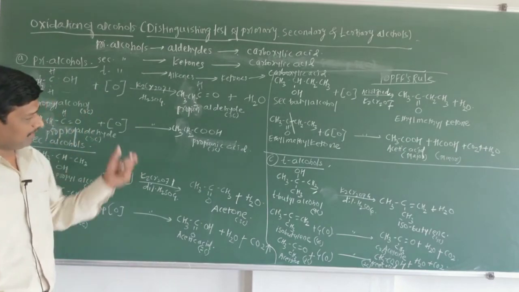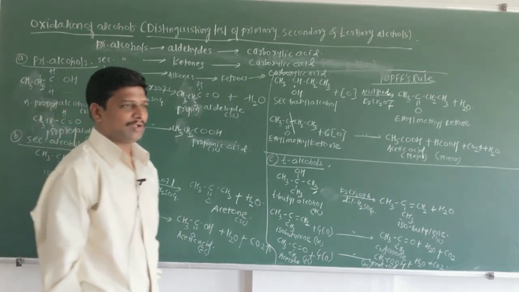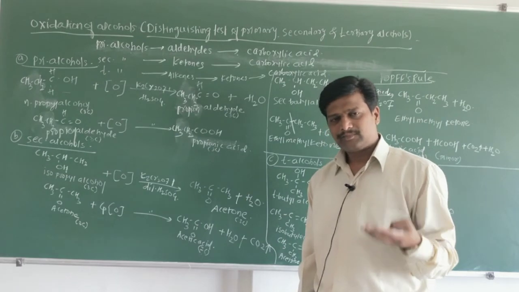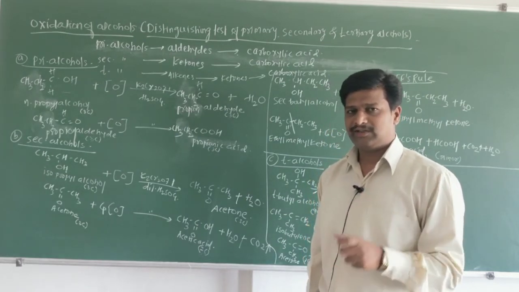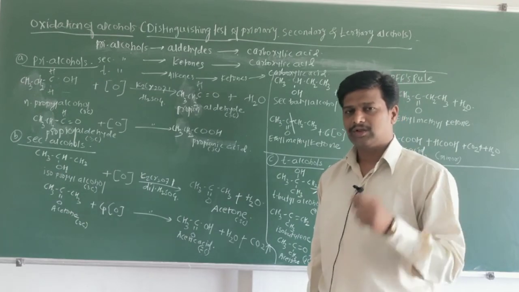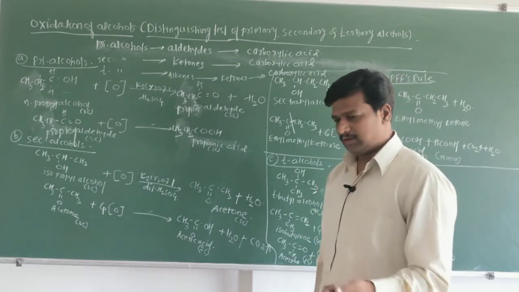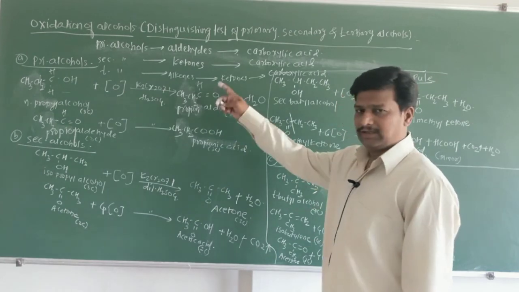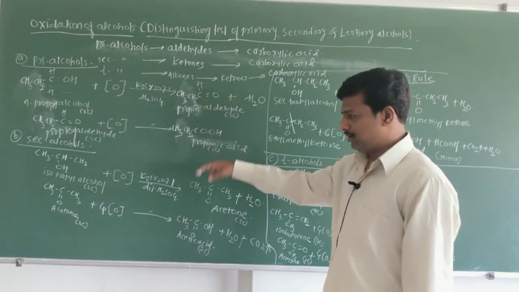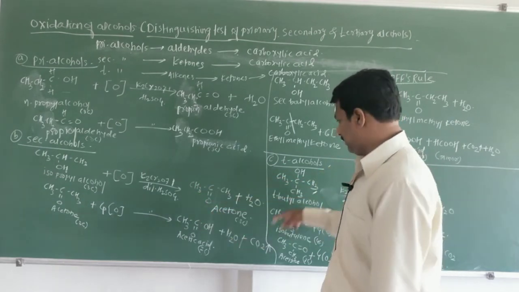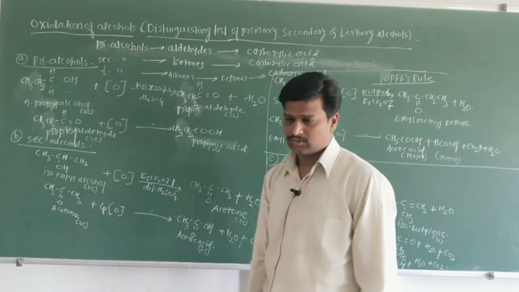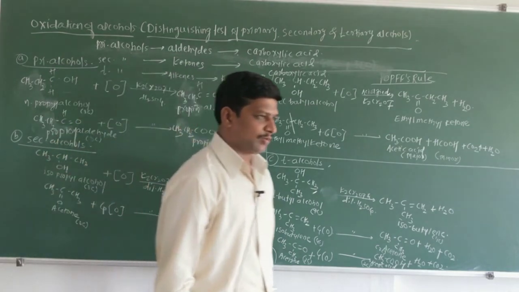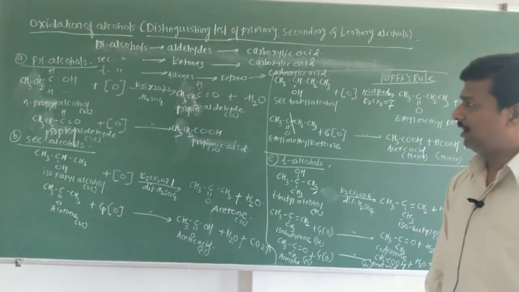Okay, so this is the distinguishing test, and on this test the question may be asked in exams, particularly in the old exams: give the distinguishing test between the primary, secondary and tertiary alcohols for 3 marks. Or another question is like this: what is the action of acidified potassium dichromate on ethyl alcohol? Number 1 ethyl alcohol, number 2 isopropyl alcohol, and number 3 tertiary butyl alcohol. Okay, so this is the question here, and in objective exams also, the question may be asked on this reaction here.